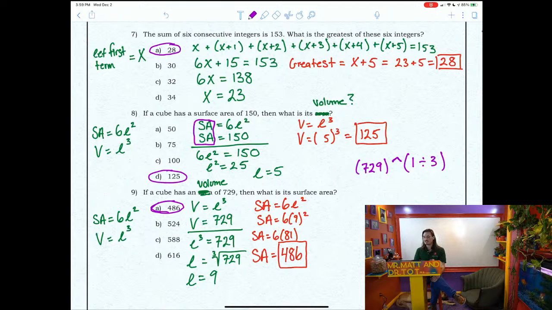Once I know that, I can substitute it into the surface area equation, 6L squared. So 6 times L squared is going to be 6 times 9 squared. 9 squared is 81, and 6 times 81 is 486. So the answer to number 9 was A, 486.